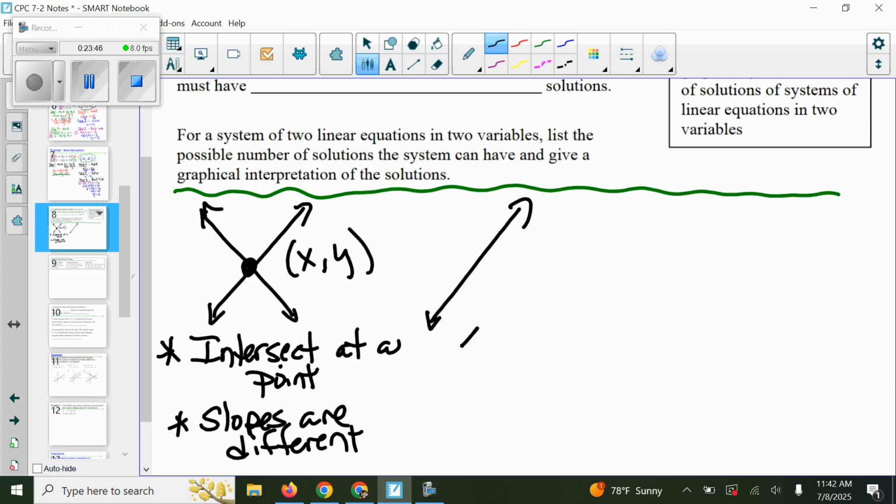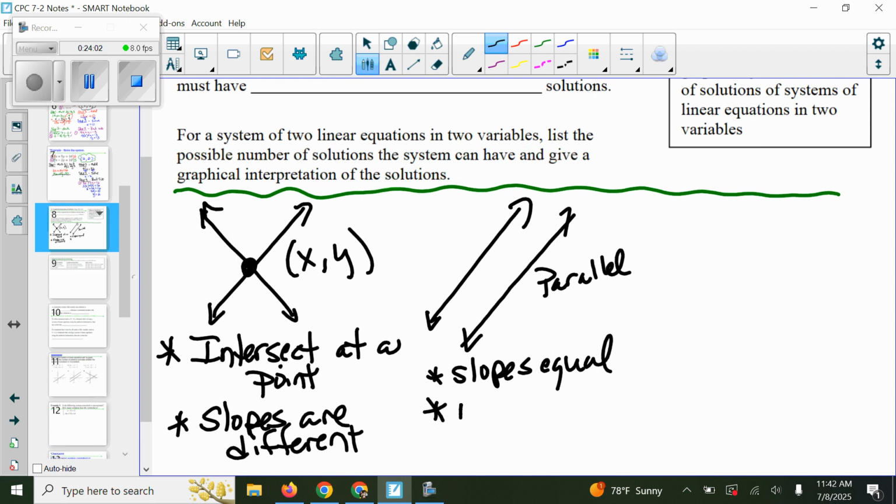What does that mean? If your slopes are equal, that means you have parallel lines. So if it is parallel, that means they don't cross anywhere, right? So their slopes are equal. So the slopes are exactly the same. Well, if their slopes are equal and they're parallel, that means they never intersect. And if they never intersect, guess what? They don't have a solution.